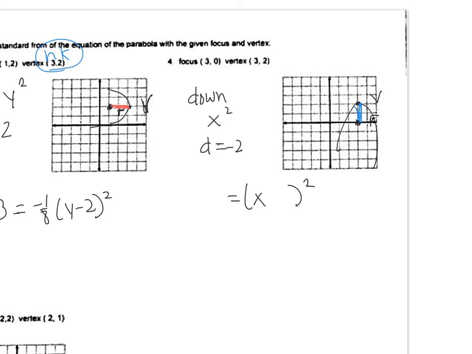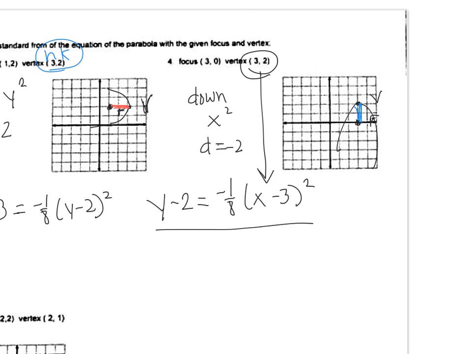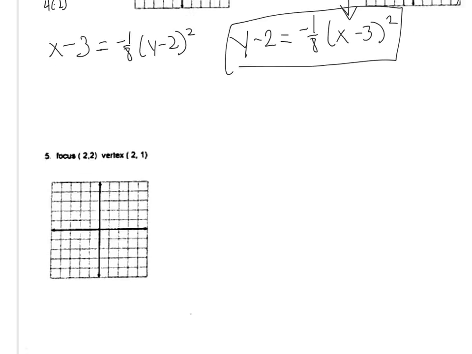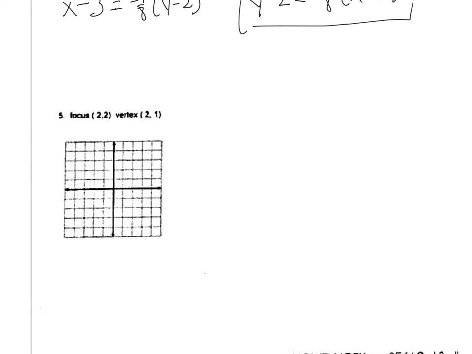Except I've got to leave space for my D, my 1 over 4D. So 1 over 4D would be -1/8 again. And the vertex is right here. X gets a -3. Make sure it's in the right order. And then y gets the opposite, which is a -2. And in case you need it one more time, focus 2, 2.